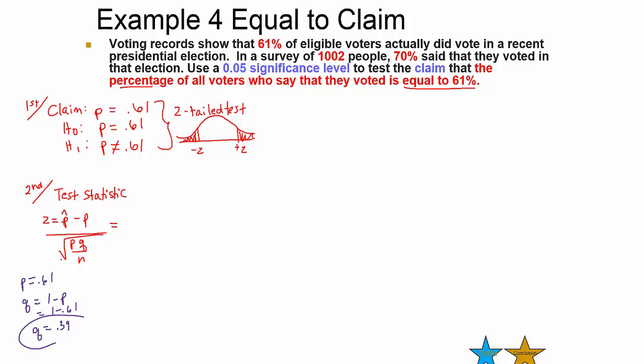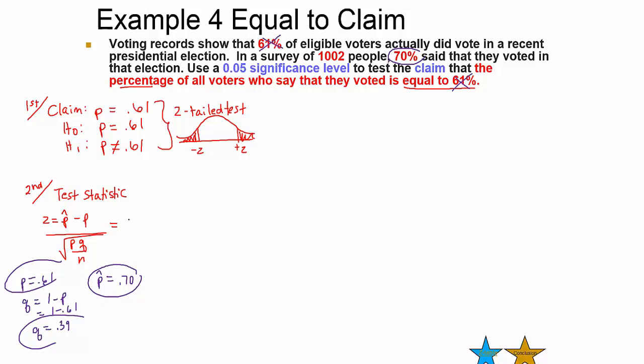Okay, so now let's find p hat. To find p hat, we look in the problem for a percent that's different from the 61%. So when I'm reading here, I see another 61%, I cross that off, and I see 70%. In this trial, they found that 70% said they voted in the election. That is my sample proportion. The decimal equivalent of 70% is 0.70.